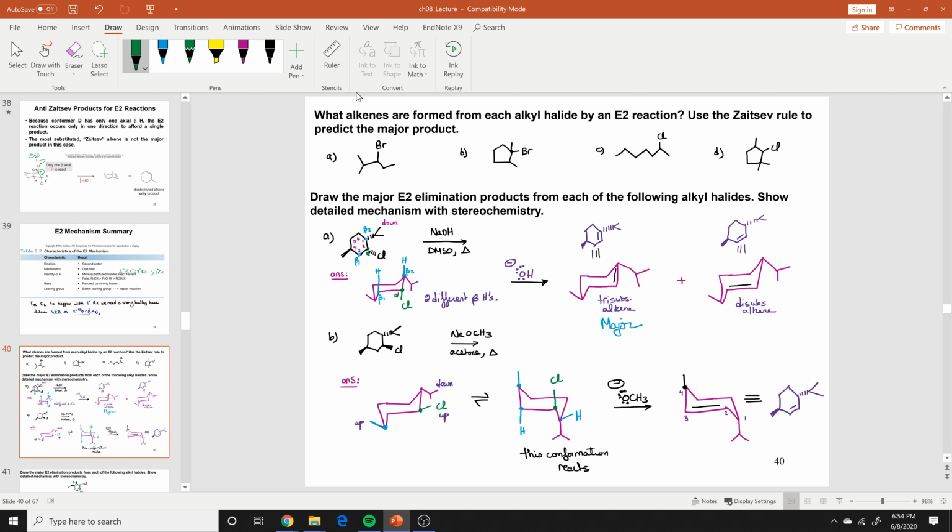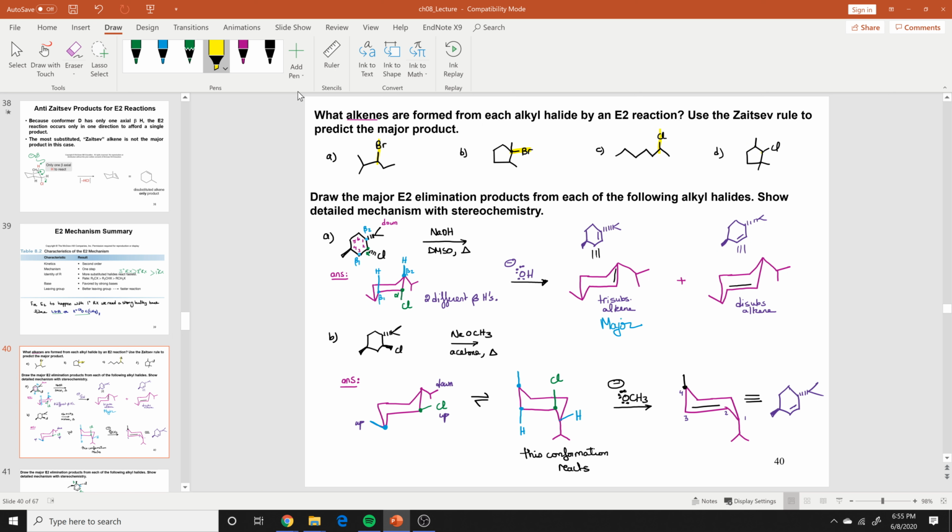So let's have an example here. What alkenes are formed from each alkyl halide by E2 reaction? Again, you have to check the type of alkyl halide you are working with. This alkyl halide is a secondary, this one is a tertiary, this one is a secondary, and this one is also a secondary alkyl halide. They are asking what alkenes are formed, so all you need to do is locate your alpha carbon. This is going to be my alpha carbon in here.